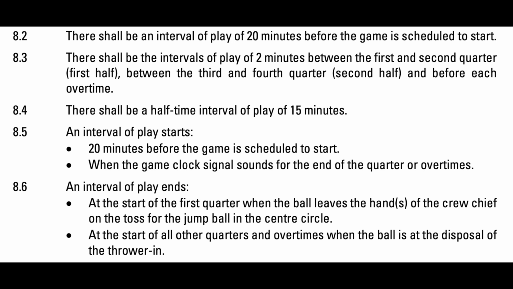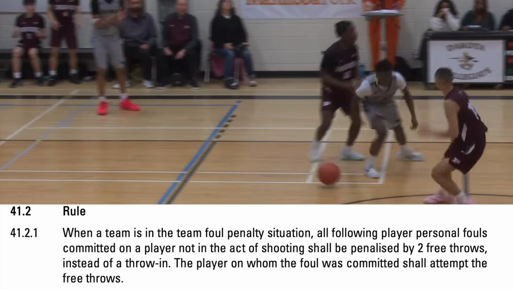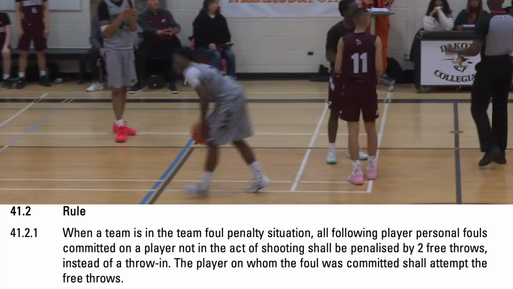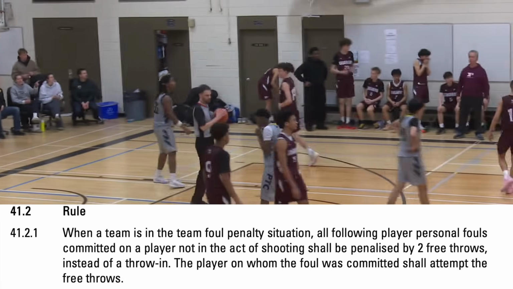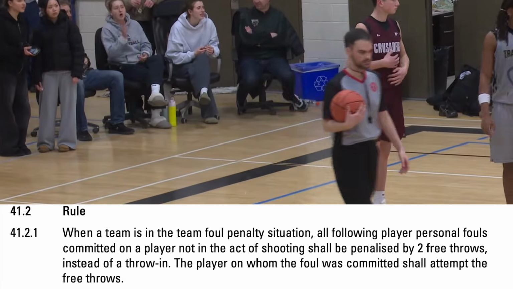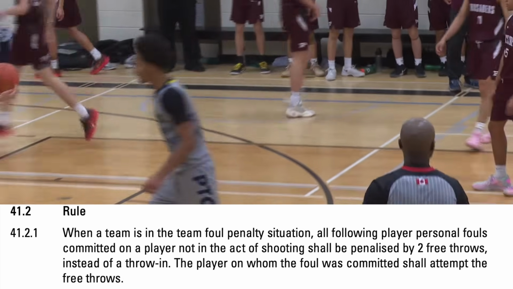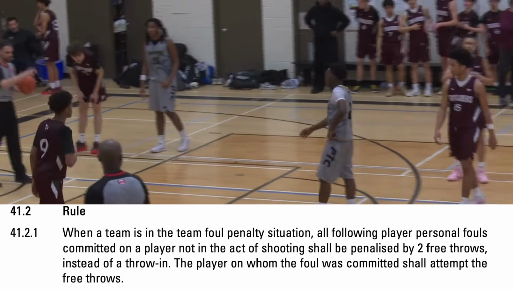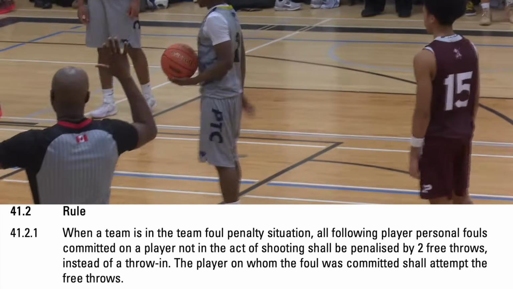When a team is in the team foul penalty situation, all following player personal fouls committed on a player not in the act of shooting shall be penalized by 2 free throws instead of a throw-in. The player on whom the foul was committed shall attempt the free throws. Now, there's situations where they might not be shooting those 2 free throws, which we'll look at a little bit later.